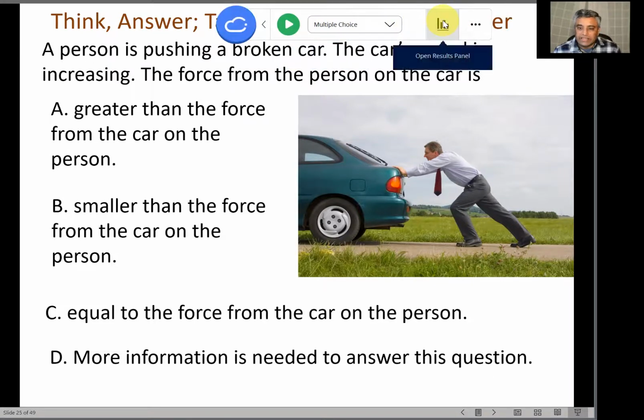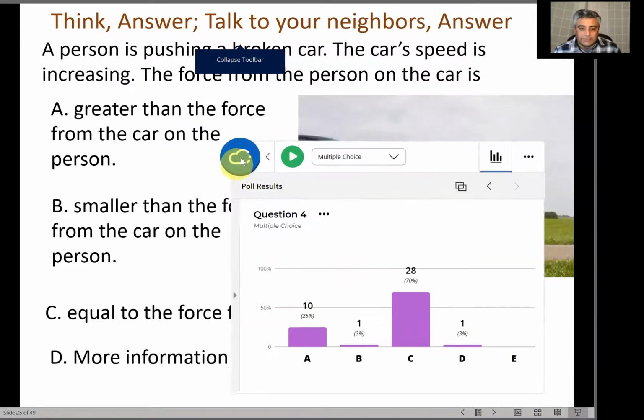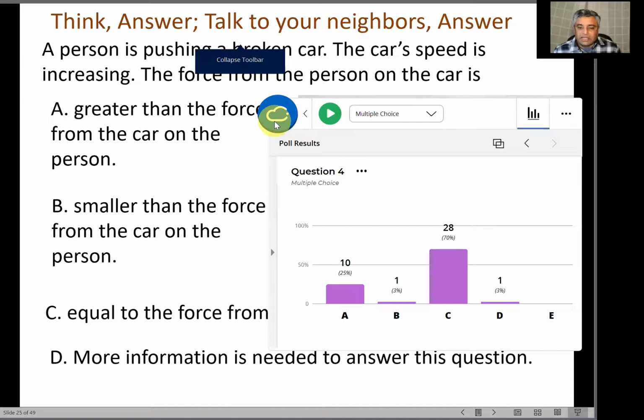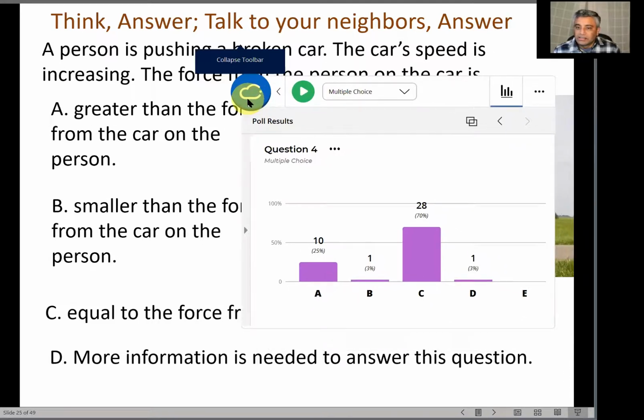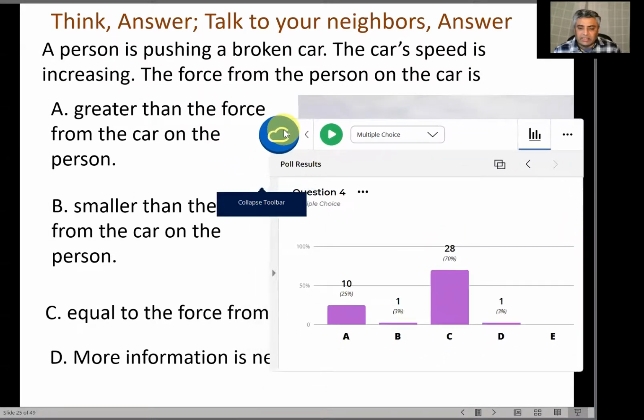Okay, what we got here? Are you guys ready? Okay. So equal, mostly, greater. Speed of car is increasing. Does it have any effect on how much force the person gets from the car? We have these two choices mostly. Somewhat A also makes sense to me because speed is increasing. So shouldn't the force be greater? Can somebody help me here?